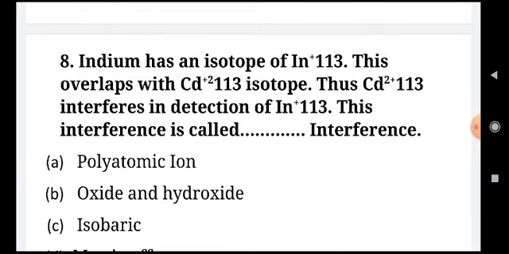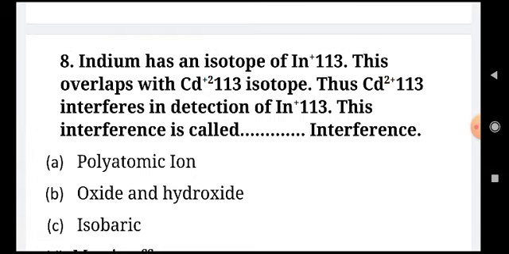Indium has an isotope of indium 113. This overlaps with cadmium 113. Thus cadmium 113 interferes in the detection of indium 113. This interference is called dash interference.